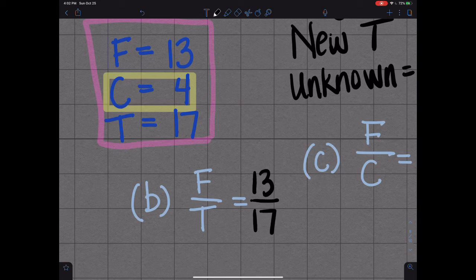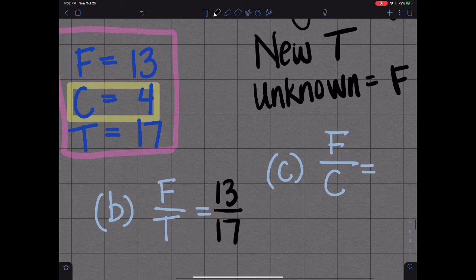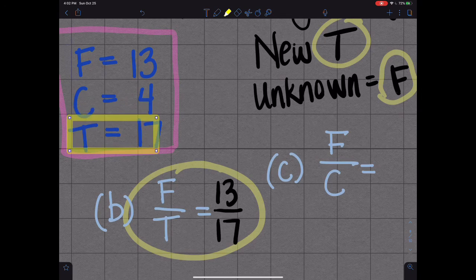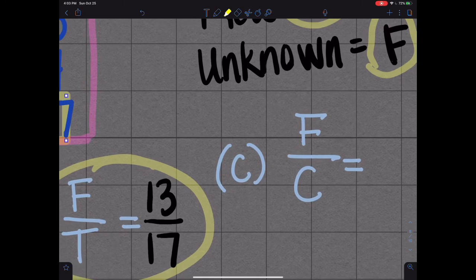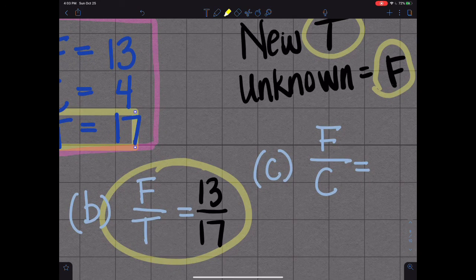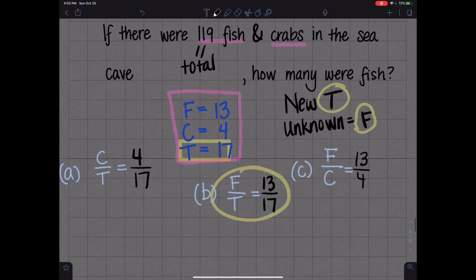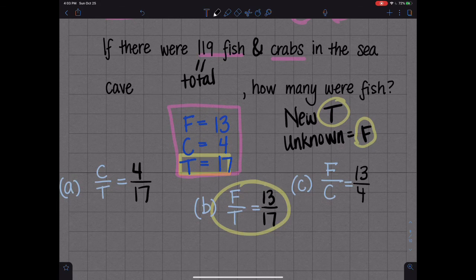If I were you, I'd probably just stop there because I know that this is the one that I'm going to use ultimately, because the new information is they give you a new total and they want the unknown number of fish. But let's just go through the way they want us to. The third equation that it could be is if we ignore this new total and we have F and C, what would it be? It would be 13 for every 4 crabs. Now we reread the problem and we figure out which equation out of the 3 we're going to use.